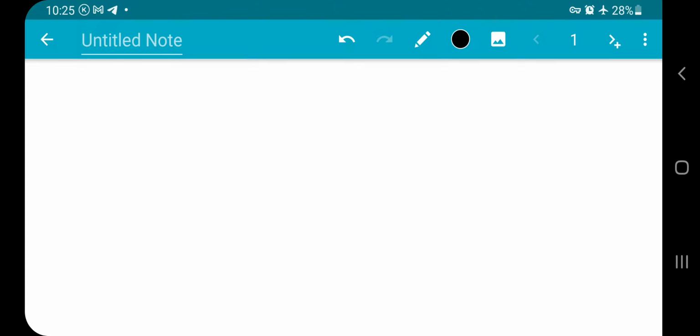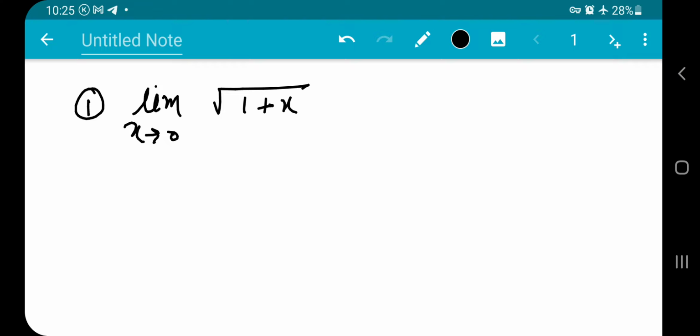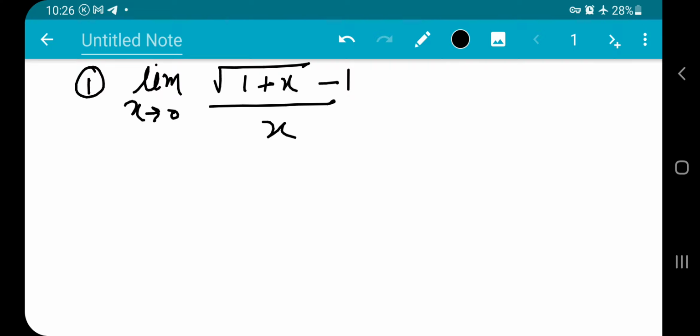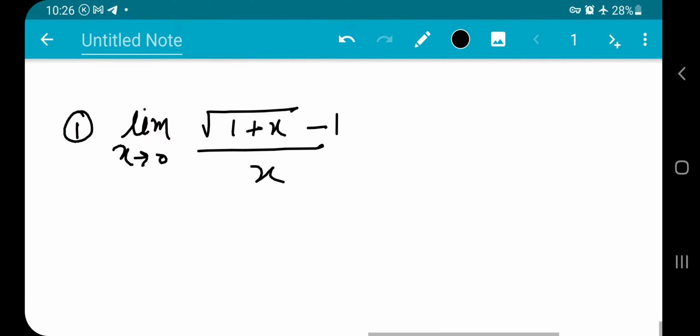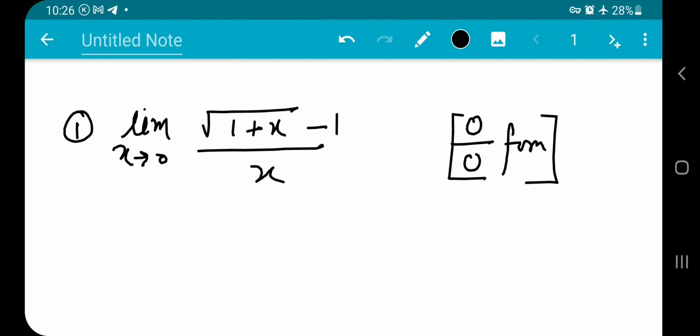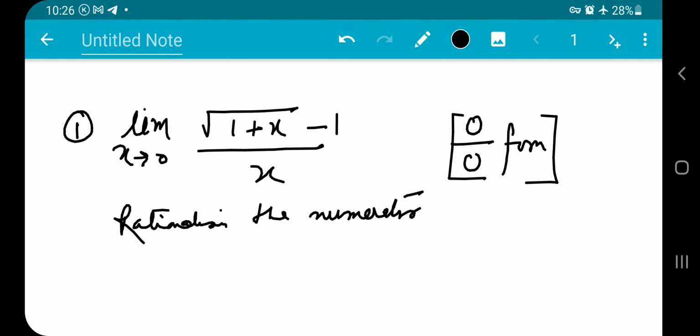We'll take one sum like here. Question number 1 I'm taking. Limit x tends to 0, root over 1 plus x minus 1 by x. So these are all methods of rationalization. If you put 0, you'll see it's coming 0 by 0 form. So what you have to do is rationalization. So we are doing what? Rationalizing the numerator.